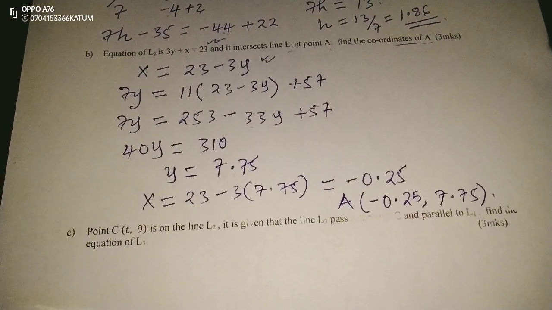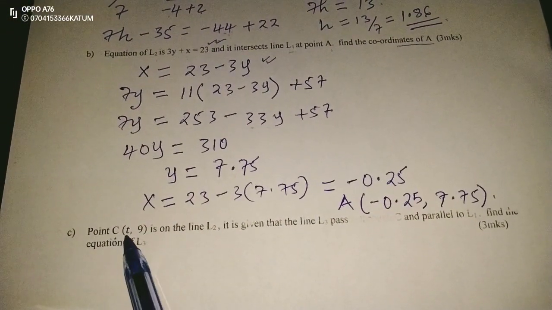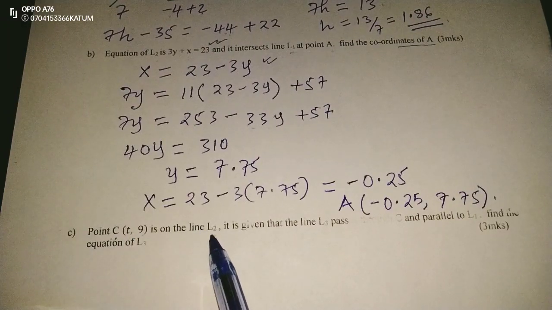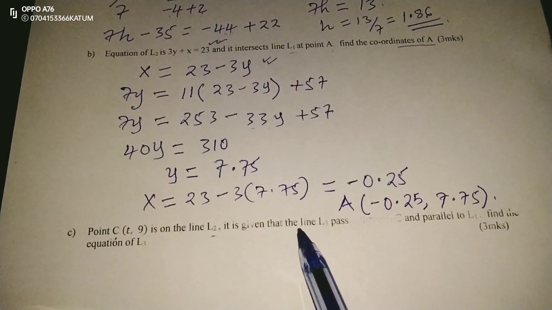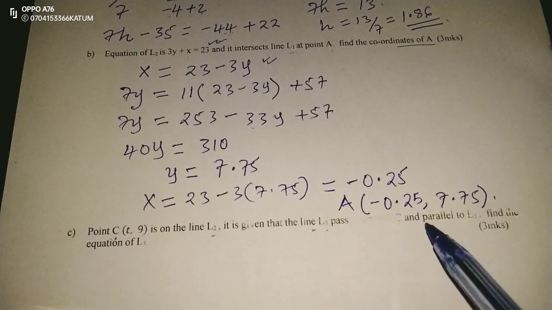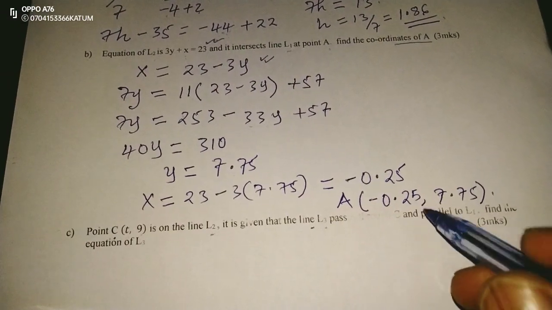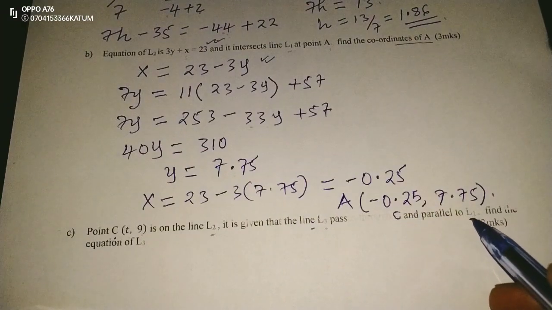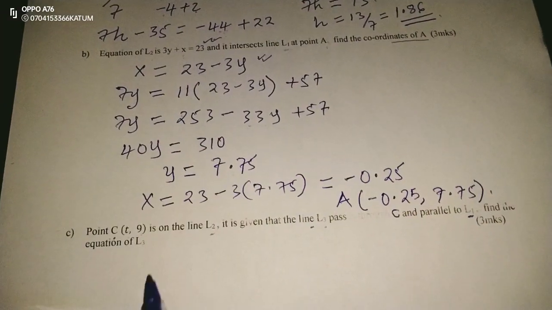So this is the coordinates of A, our point of intersection for the two lines. The next part: point C, that is (t, 9), is on the line L2. It is given that the line L3 passes through C and is parallel to L1. Find the equation of L3.